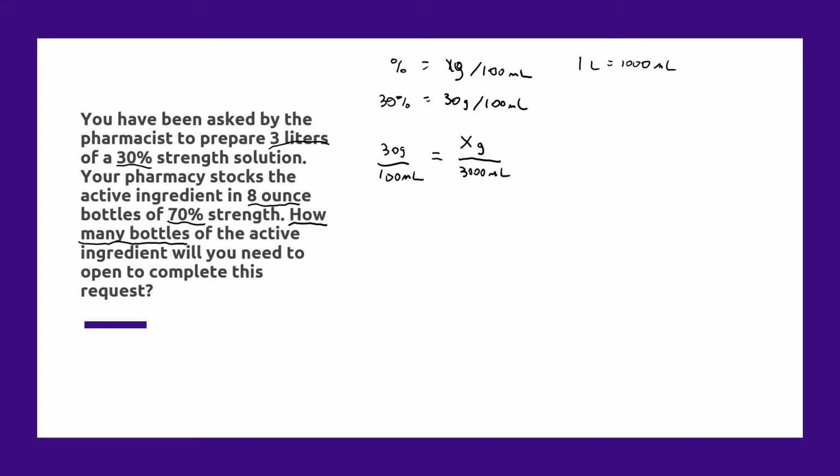Again, we make sure we keep the units consistent. We have grams in the numerator on both sides, milliliters in the denominator on both sides. To solve this, we simply take 30 grams divided by 100 milliliters, and we cross multiply with that 3,000 milliliters. And 30 divided by 100 times 3,000 equals 900 grams. So we need 900 grams of active ingredient.